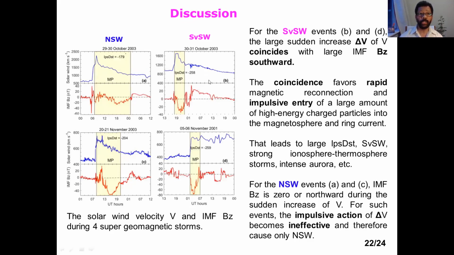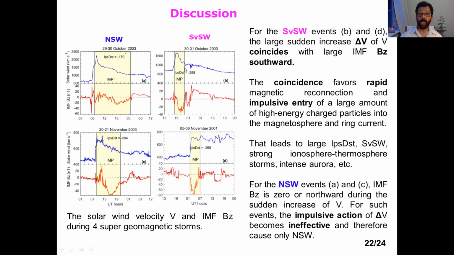Now, here what we are showing is the solar wind velocity and IMF Bz during the 4 space weather events which we took for illustration. They all correspond to super geomagnetic storms. The right-hand side blocks correspond to severe space weather events with a large IPS DST. Left-hand side blocks correspond to normal space weather events with comparatively small IPS DST. On the right-hand side, what you see is the CME front coincides with a southward IMF Bz. That is, IMF Bz is southward. In the first case, there is a good coincidence of CME front with southward IMF Bz. Second case also, there is a very good coincidence of the CME front velocity with strong southward IMF Bz.